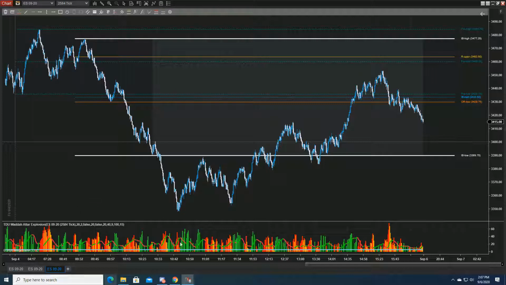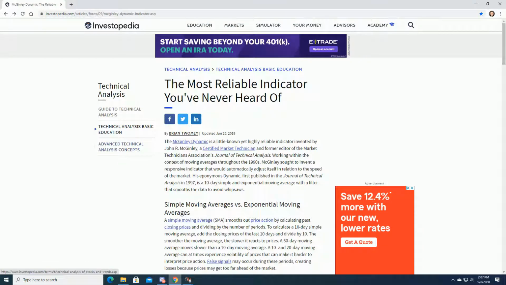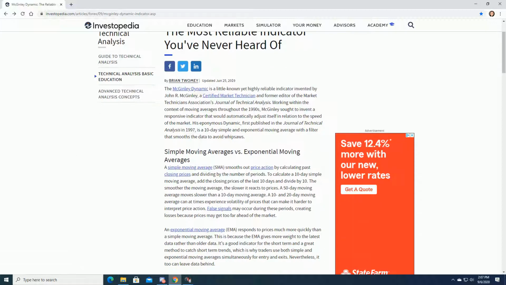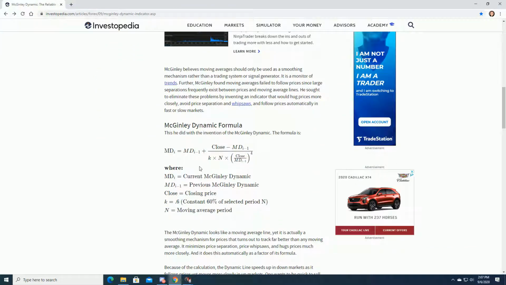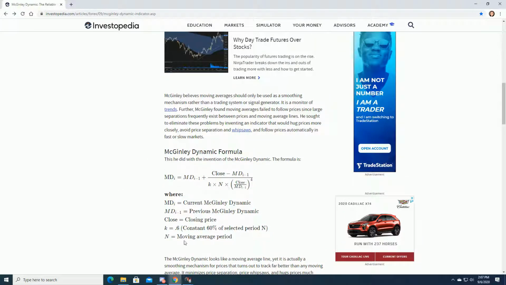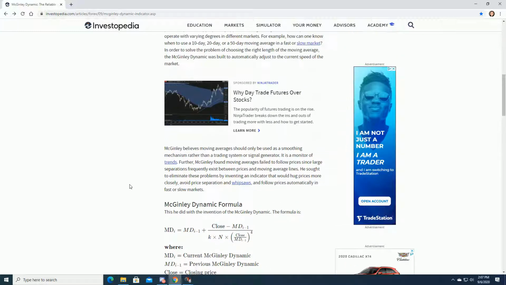Rather than bore you with the formula, I'll refer you to this page on investopedia.com. It's a great little article. You could find it just by Googling the most reliable indicator you've never heard, McGinley, and something like that will get you to this page. It's an interesting explanation, and in the interest of time, so this video doesn't go for 30 minutes, I'll let you come down here and read it. Here's the formula for those of you that are drawn to that insight.